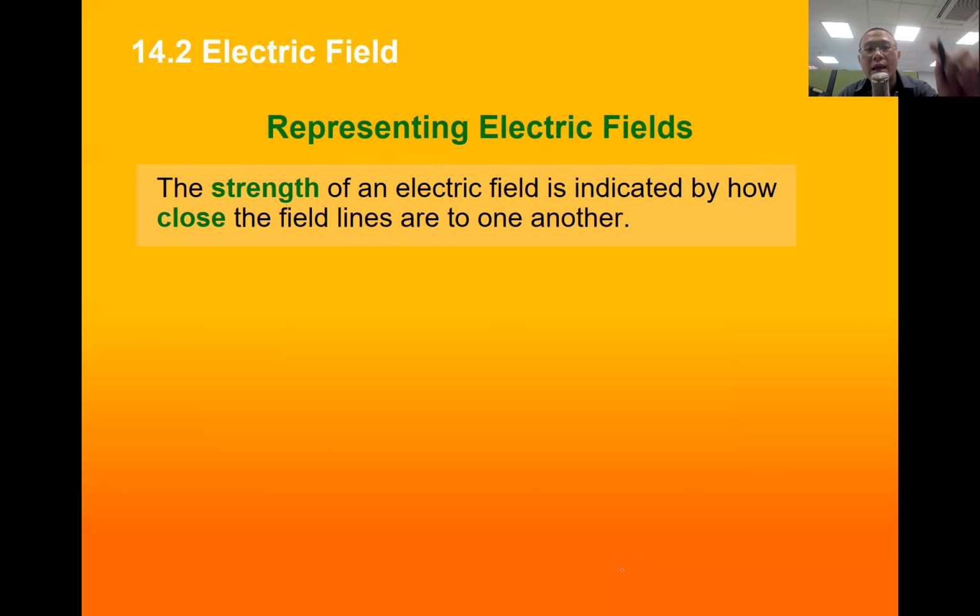The other scenario is also the same. If I have a negative charge, how do I know where the electric field is? I take a positive test charge and bring it near to the negative charge. The moment I let go, you'll find that this positive test charge will fly towards the negative charge. Why? Because unlike charges attract.